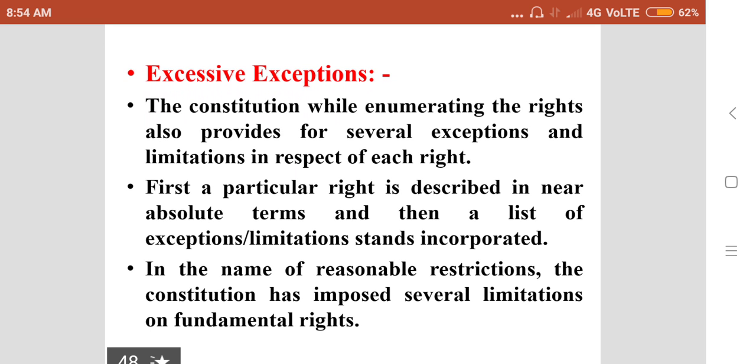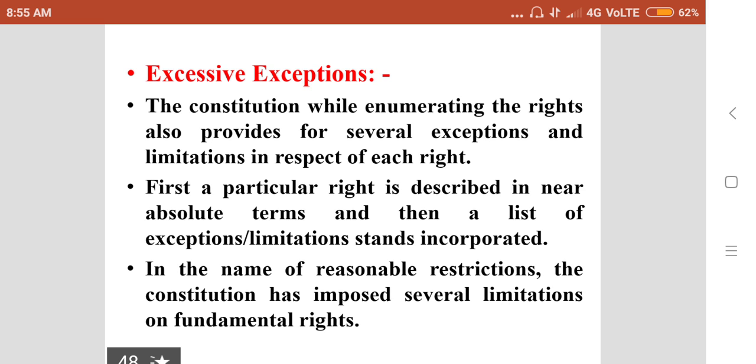Second criticism pointed out by the experts is excessive exceptions. The Constitution, while enumerating the rights, also provides for several exceptions and limitations in respect of each right. First, a particular right is described in near absolute terms and then a list of exceptions or limitations is incorporated. So, in the name of reasonable restrictions, the Constitution has imposed several limitations on fundamental rights.